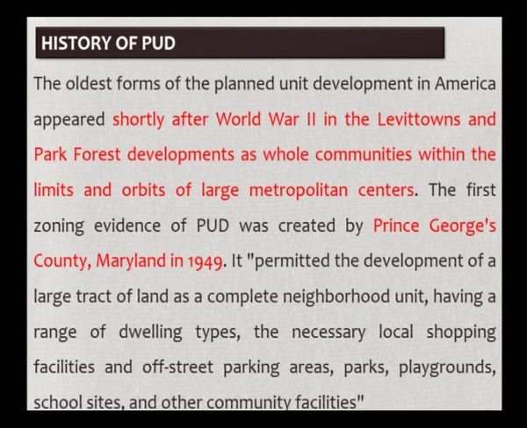The first zoning evidence of PUD was created by Prince George's County, Maryland in 1949. It permitted the development of a large tract of land as a complete neighborhood unit, having a range of dwelling types, the necessary local shopping facilities and off-street parking areas, parks, playgrounds, school sites and other community facilities.